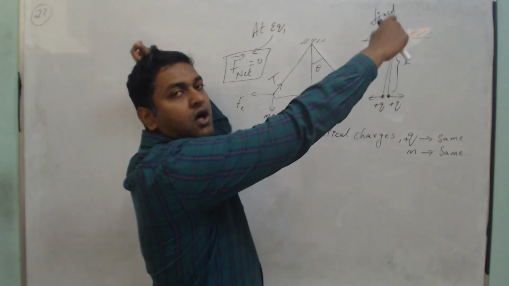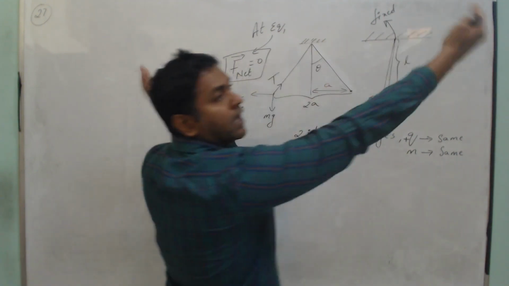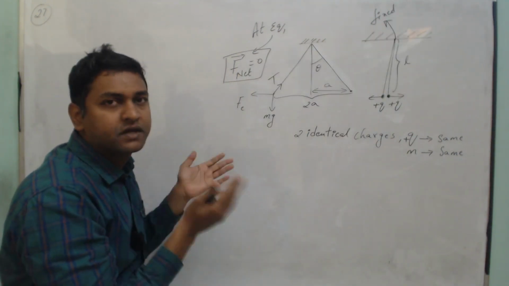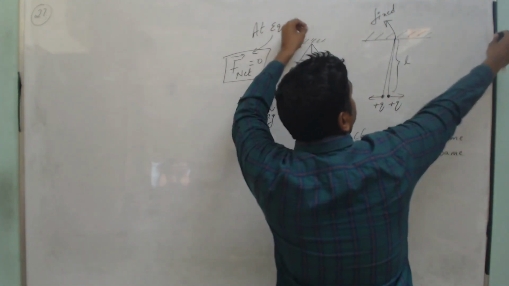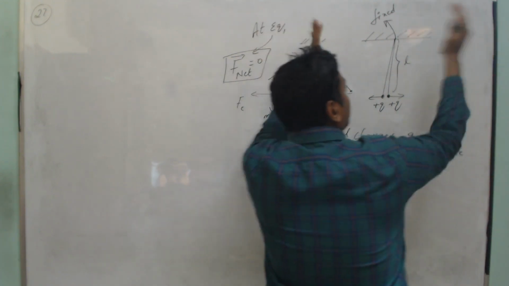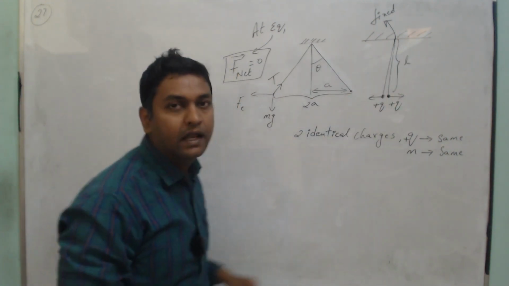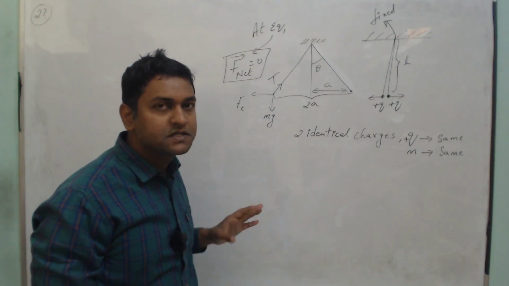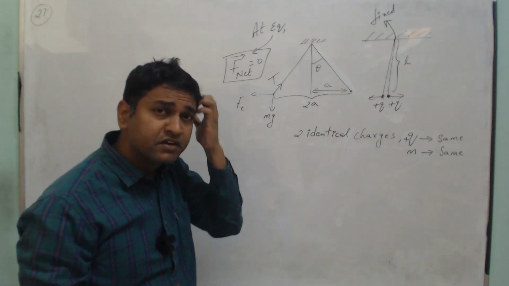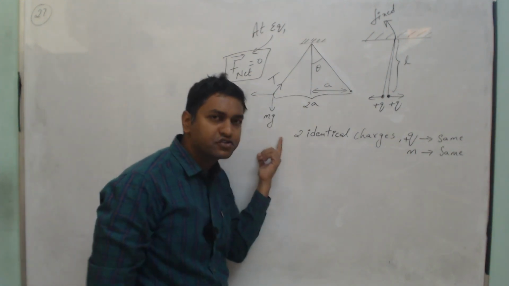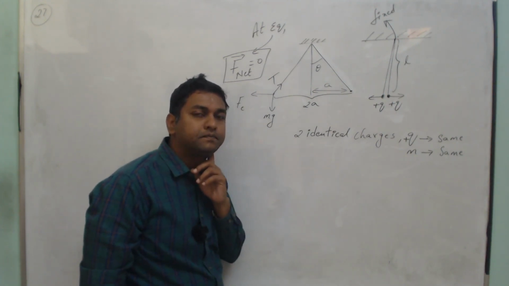Both the charges will go away from each other to the maximum, and that 2a distance between the charges will become 2 times L. Is this clear? So if there is an equilibrium position somewhere in between, then my intuition should tell me that there should be some kind of gravitational force also acting here.